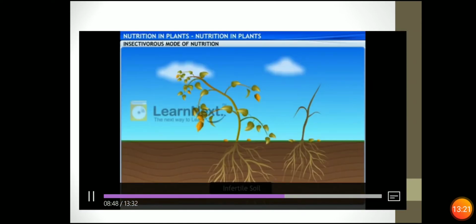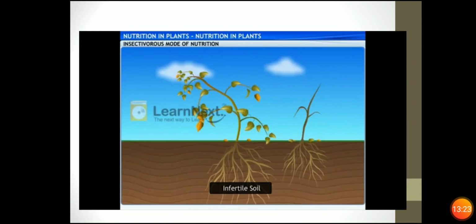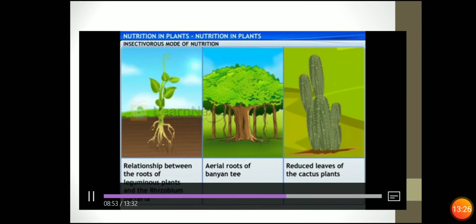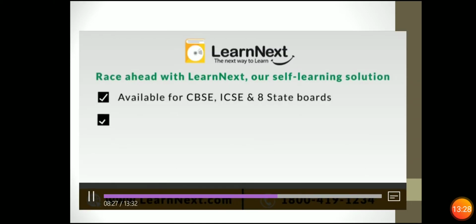Required to prepare food from their surroundings. In such cases, they develop special structures sometimes.